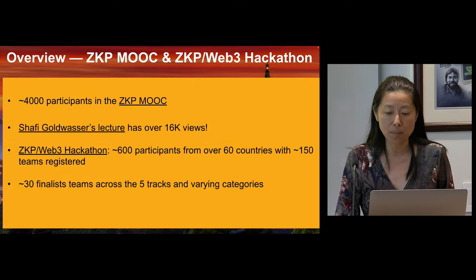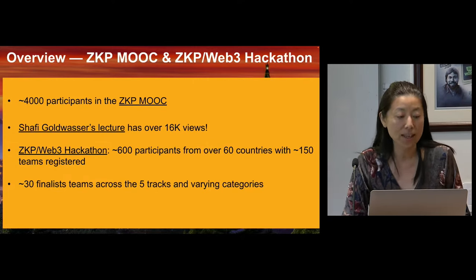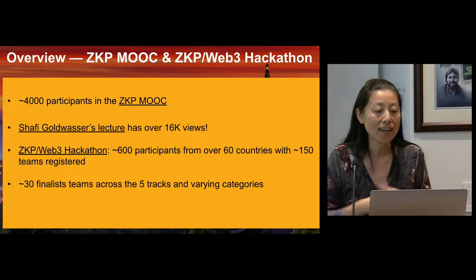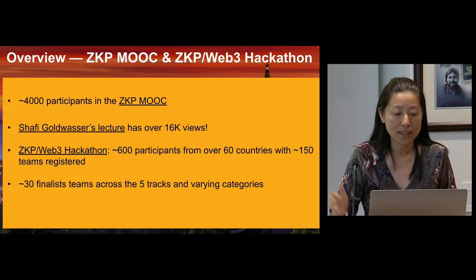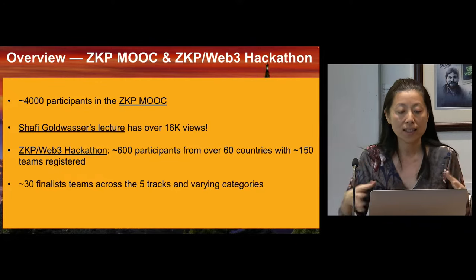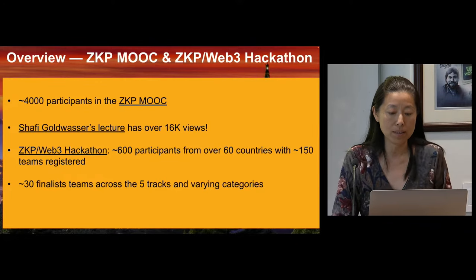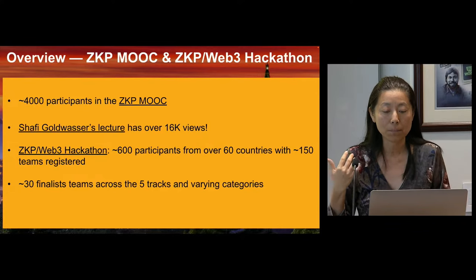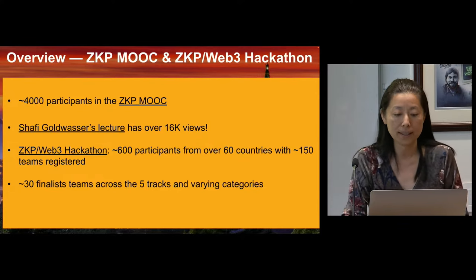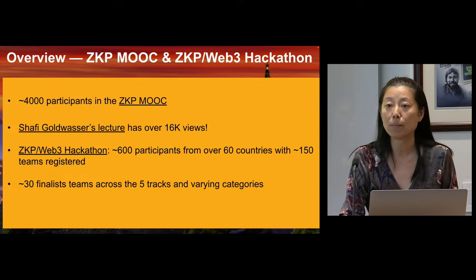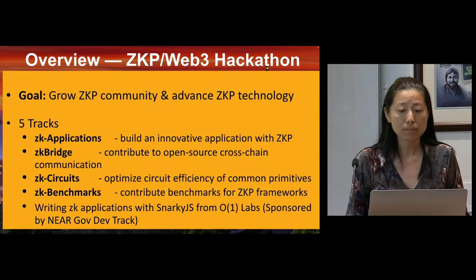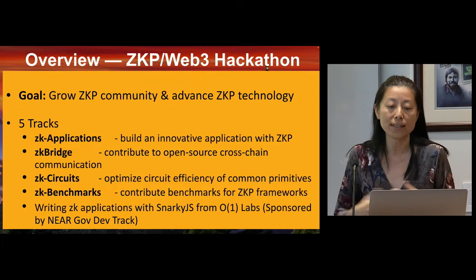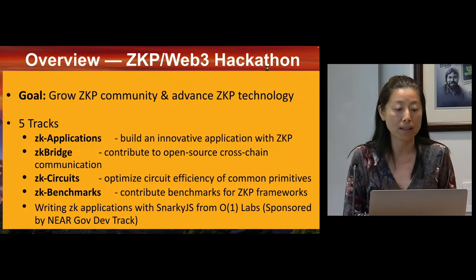And then for the ZKP hackathon, we have close to 600 participants from over 60 countries participating with around 150 teams registered. And for today, essentially after the initial submission, we have selected about 30 finalist teams across the 5 tracks and the varying categories. And that's what everyone here will be seeing, the final presentations from these 30 finalist teams. So really the goal for the ZKP Web3 Hackathon is to grow the ZKP community and advance the ZKP technology.